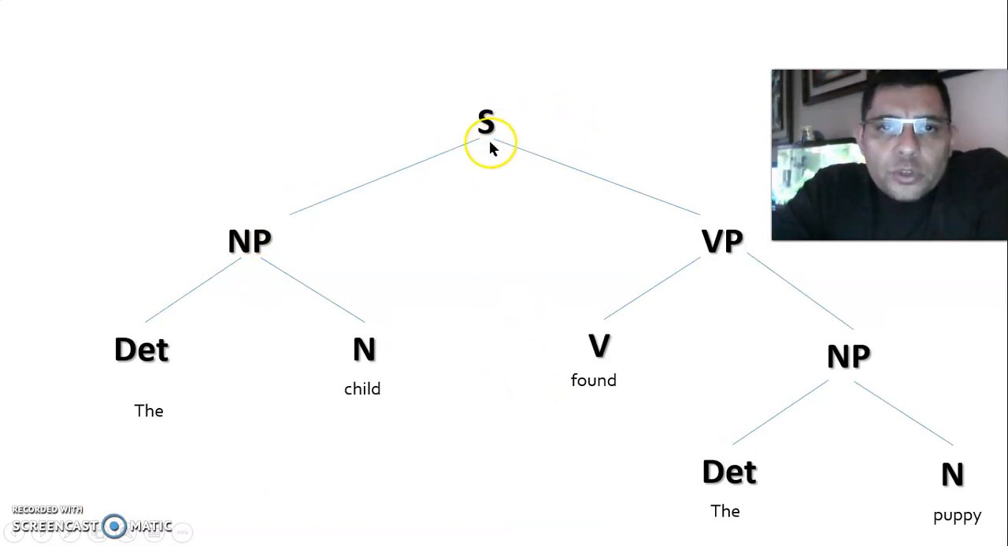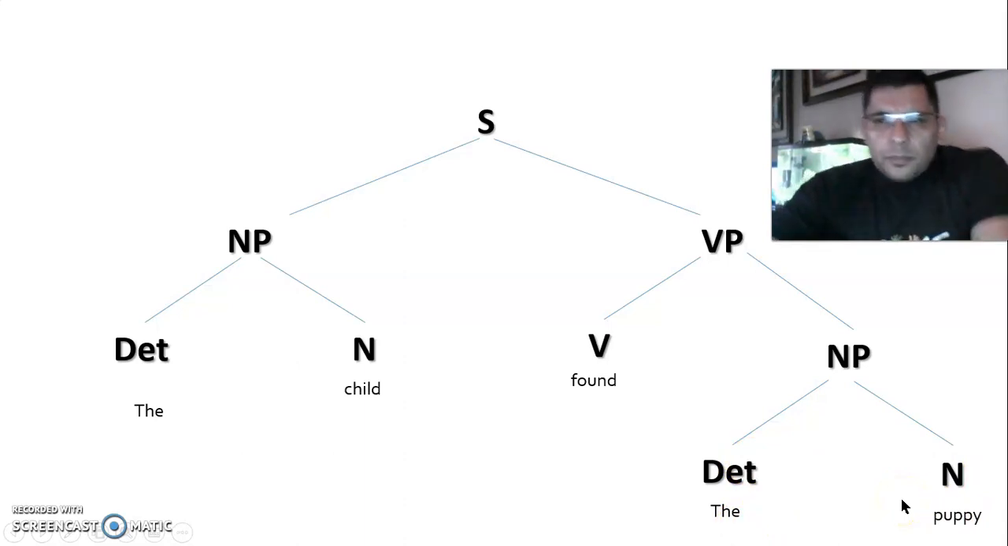In other words, what you are saying is this: we have the subject. The subject is divided into noun phrase and VP or verb phrase. This noun phrase is divided into determiner and noun, and this determiner is the, and this noun is child. Then if we go over, the VP is divided into verb and then noun phrase, and this noun phrase is divided into determiner and noun, and this determiner is the, and then the puppy.